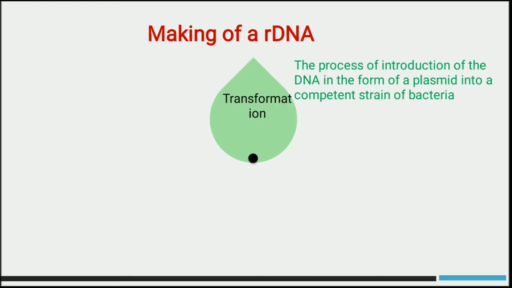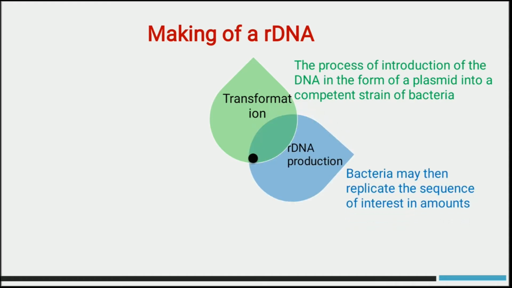To produce the recombinant DNA, after cloning the gene of interest, the first step is transformation, the process of introduction of the DNA in the form of plasmid into a competent strain of bacteria. The competent strain means the strain which is capable of taking in the foreign DNA. So once the foreign DNA plasmid enters inside, the recombinant DNA production will take place, as the bacteria replicate the sequence of interest.